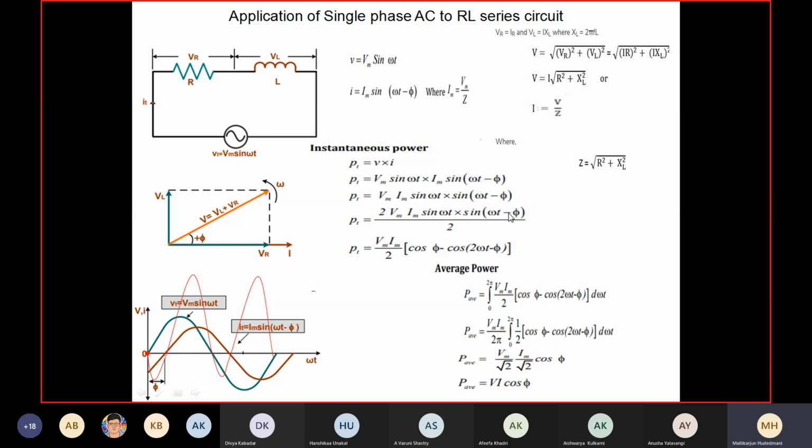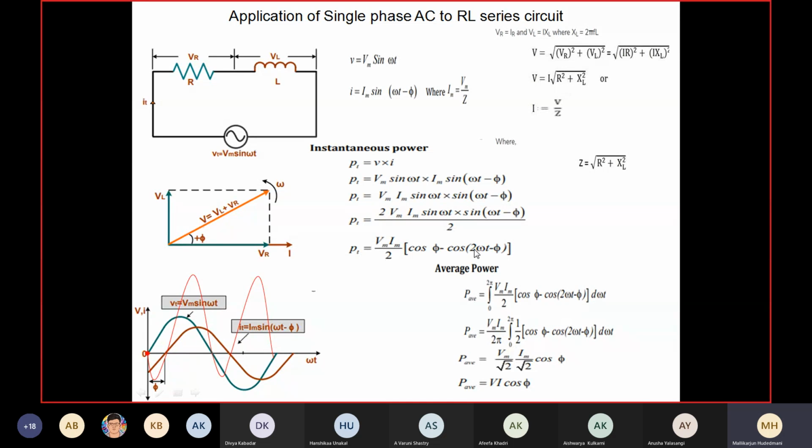And to get this back to cosine, you look into this. Cos A means A minus B, where A is omega t minus (omega t minus phi). It becomes cos phi. Cos of A minus B minus cos of A plus B, omega t plus omega t minus phi, becomes cos of 2 omega t minus phi. The same trigonometrical identity is used here. Therefore, the extra 2 in the denominator comes outside: Vm Im by 2 times cos phi minus cos of 2 omega t minus phi is the instantaneous power.